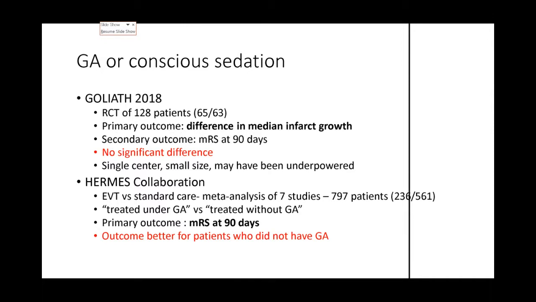And the HERMES collaboration. So the HERMES study that I did show you before, the group did a subgroup meta-analysis. They found about 797 patients who were either treated with GA or treated without GA. The primary outcome was mRS at 90 days, and the outcome was better for patients who did not have GA. Again, this study was pretty old and may have used technology that was different from what's being used right now.